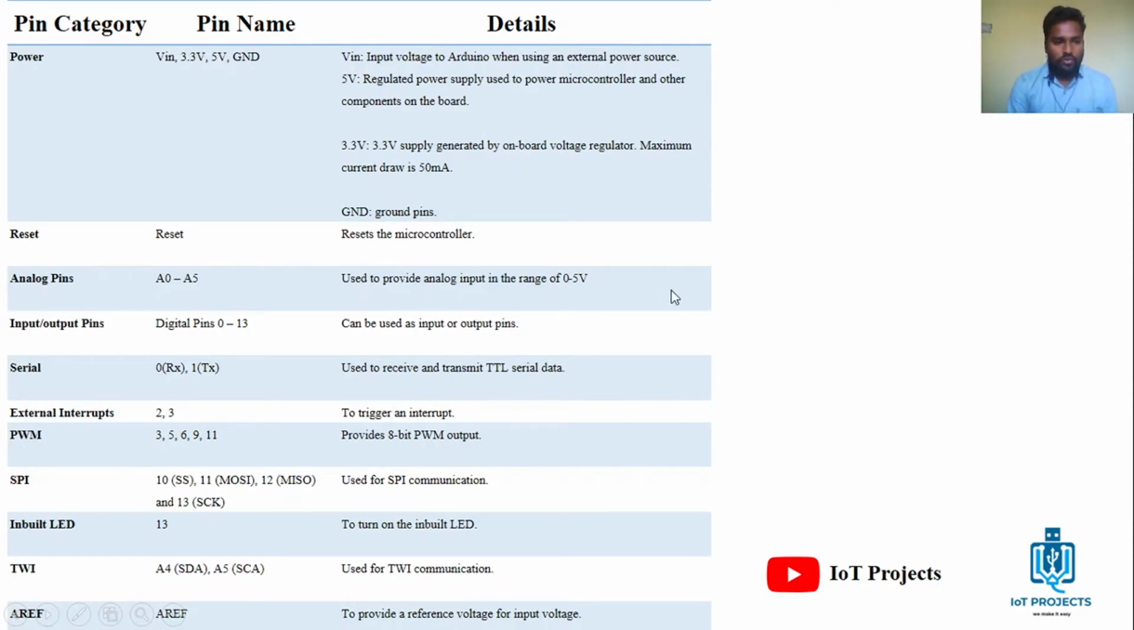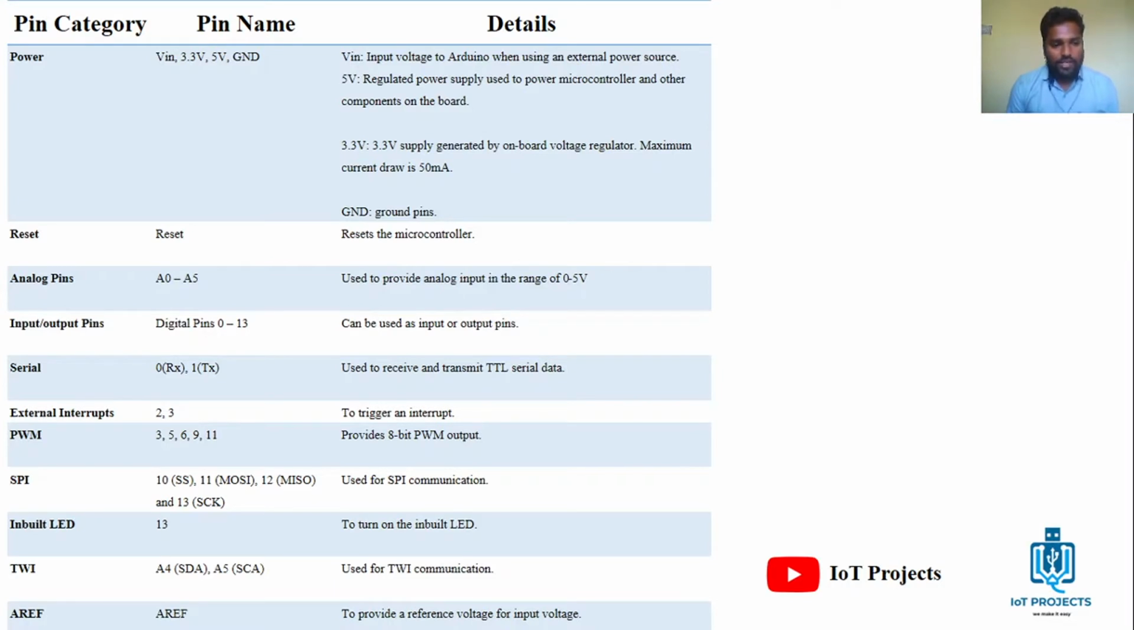In Arduino Uno there are 6 analog pins that are used for getting input signals from different ICs, or we can say from different sensors. So A0 to A5 are the 6 analog input pins. There are digital input output pins from 0 to 13, so 14 digital input output pins. There are also 2 transmitter and receiver pins, and 2 interrupt pins.